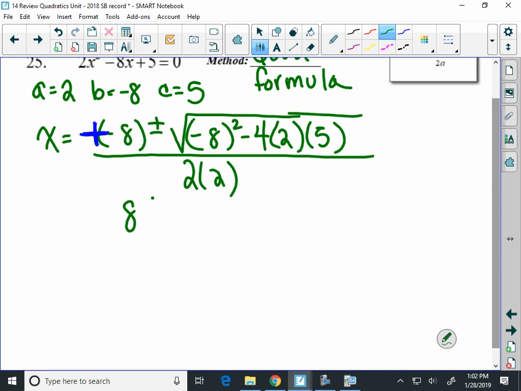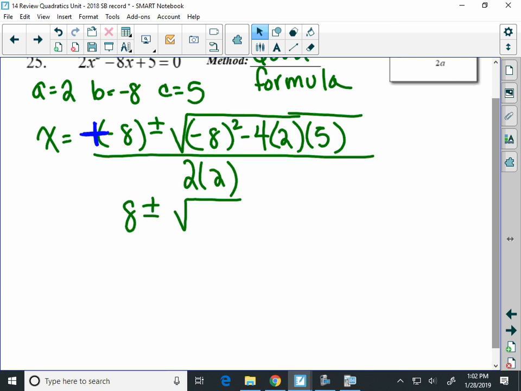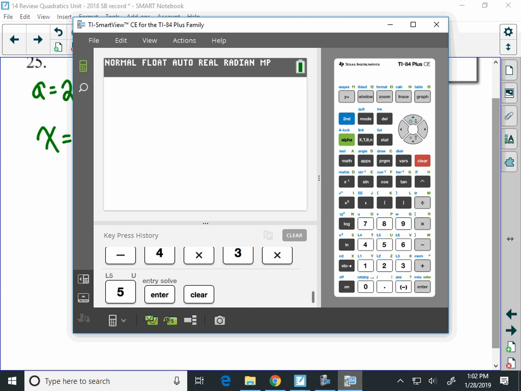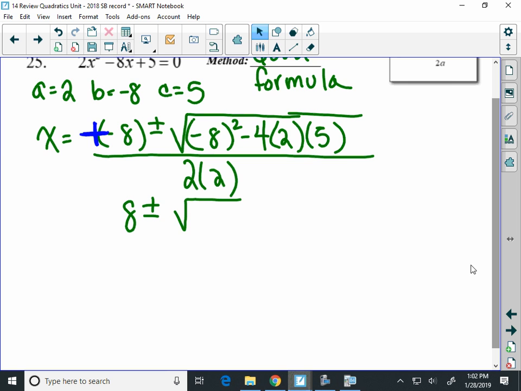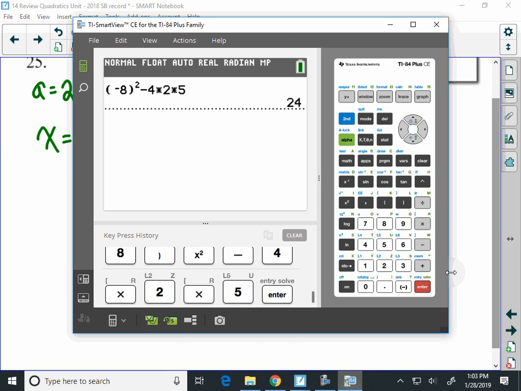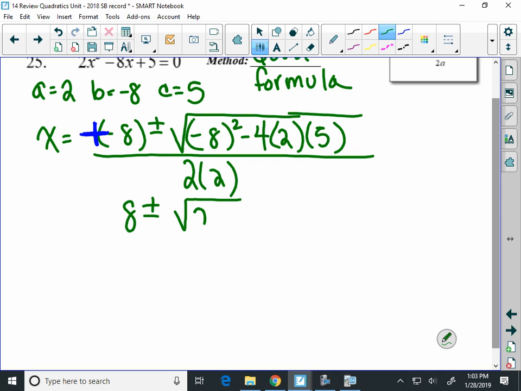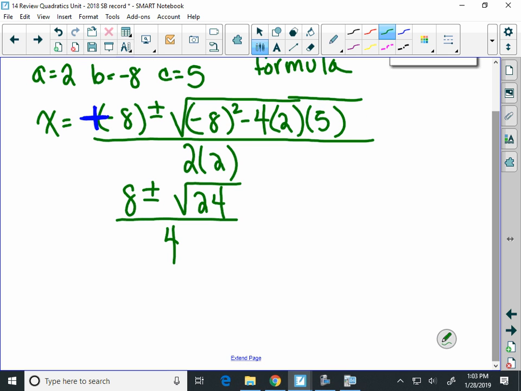We've got 8 plus or minus. Remember, I'm not going to type in the square root, but I'm going to type in the numbers under that square root, which are negative 8 squared minus 4 times 2 times 5. And we get 24, divided by 2 times 2, which is 4. The same thing's going to happen on this problem that happened the last time when we did our quadratic formula. We need to simplify the square root of 24. We made good progress for the quadratic formula, but we need to simplify this.